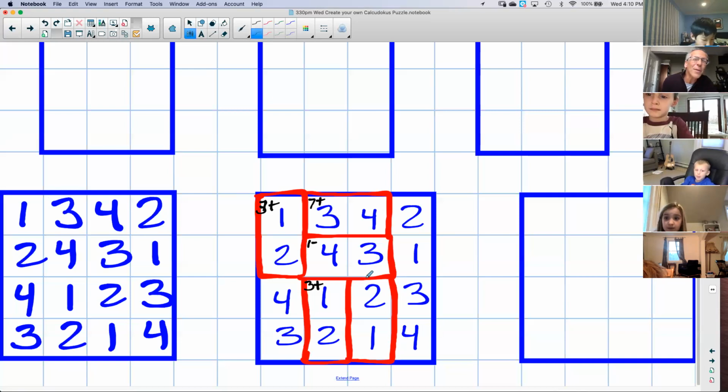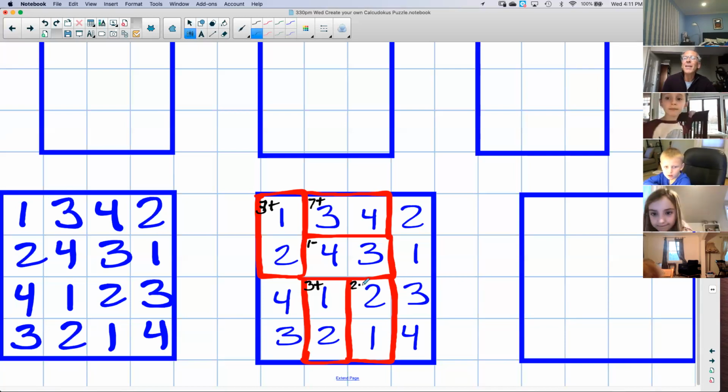Can anybody tell me a different operation that we can do there? Who can tell me a different operation? Go ahead, Brennan. 2 divided. Oh, that's an awesome one. You know what? Let's do 2 divided just to make it even more challenging. I love it. Who's going to take the next one? How about you, Sabrina?